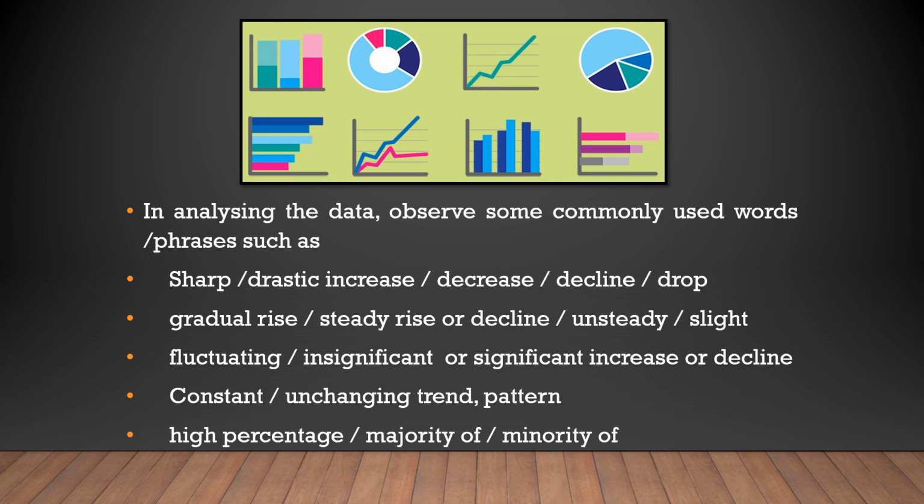It is always good to know the meaning of these words or phrases as this will help you in answering the question. For example, when you say sharp increase, that usually means there is a sudden rise in the graph. Gradual rise will indicate that it is slow and steady. Fluctuating will indicate that it's going up and down.